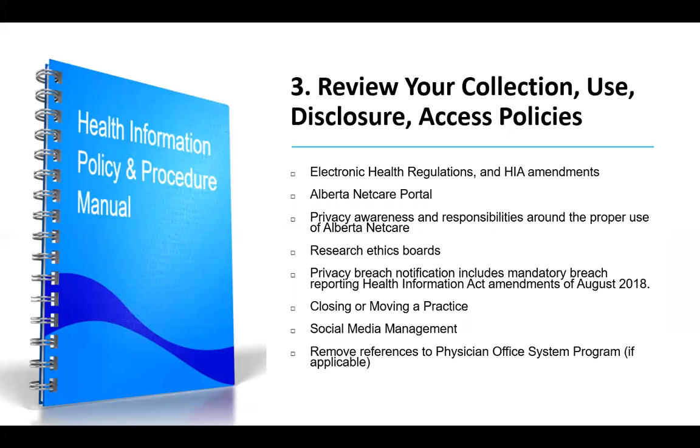The third step in doing your PIA amendment is to make sure that you are reviewing your collection, use, disclosure, and access policies and procedures. In the resources we've shared with you for this workshop, I've given you a checklist of all the policies and procedures that you should have in your policy and procedure manual, so you can cross-reference it and see if you've got any gaps. In that checklist, we've also got a column to say when it was created, and you can update when it was reviewed and updated.